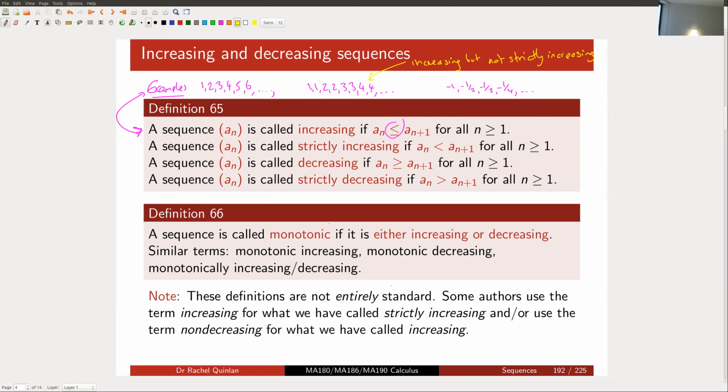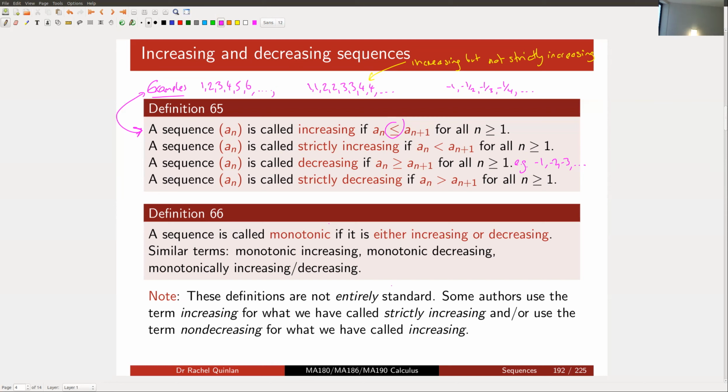Okay, and similarly we have the concept of decreasing and strictly decreasing. A sequence is decreasing if every term is greater than or equal to the next one, and strictly decreasing if that inequality is strict. An example would be, if we take minus the natural numbers, -1, -2, -3, and so on. That's a decreasing sequence. Its terms are decreasing as we read them out.